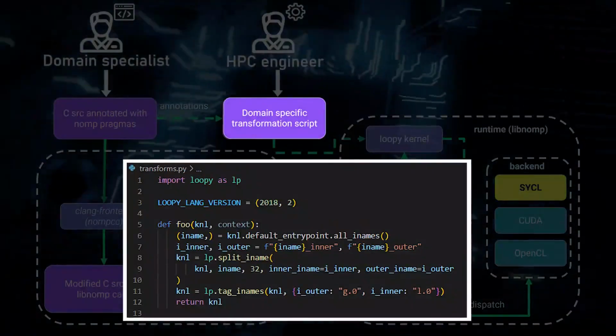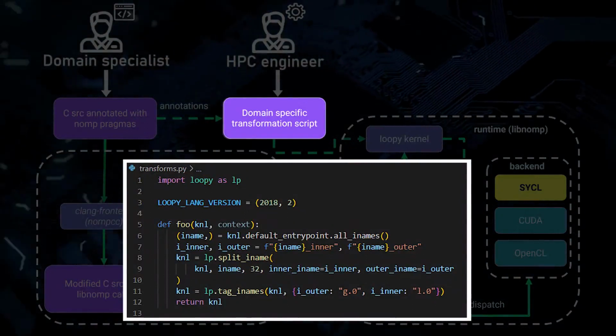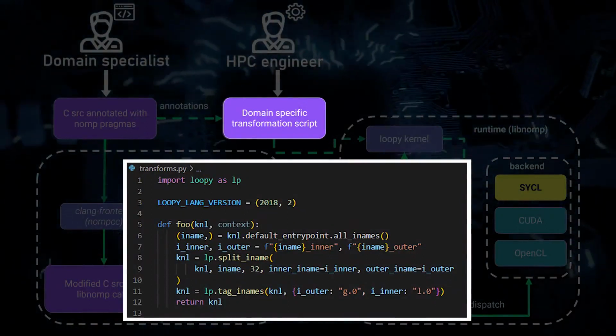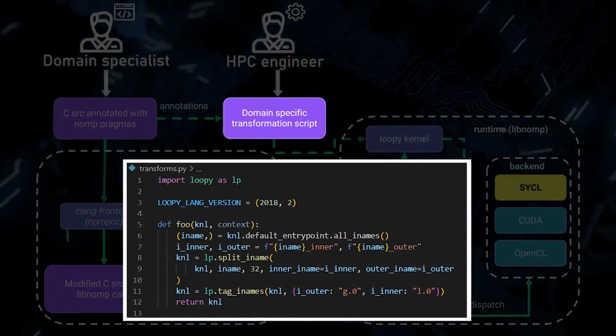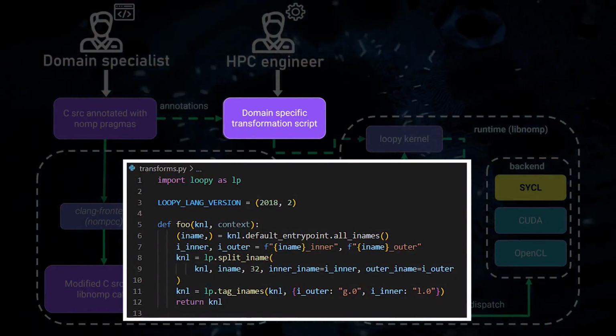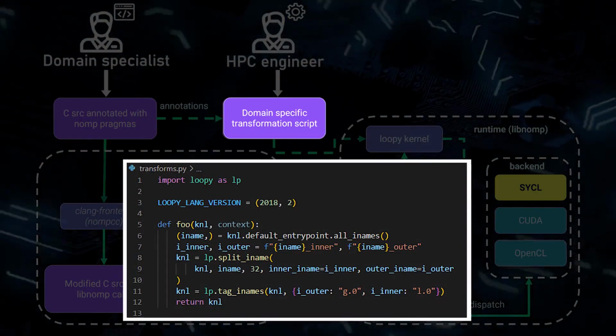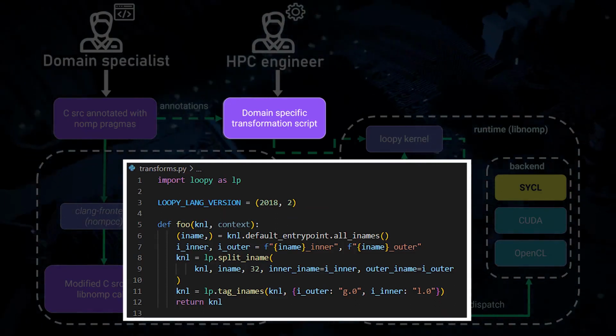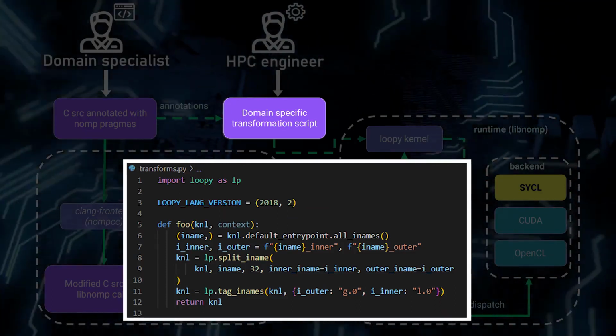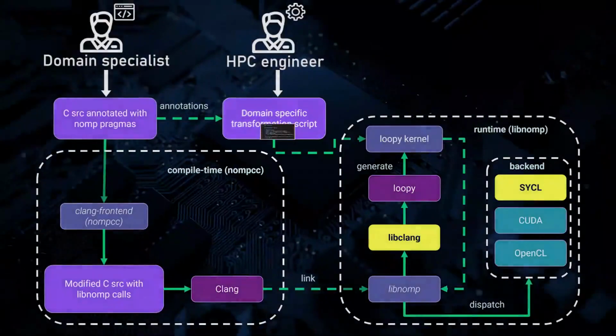Now let's talk about the optimization script. We use this script to do domain or kernel-specific transformations at runtime. This is an external Python script that doesn't require any changes in the original C source and can be customized or changed without recompiling the original C source.